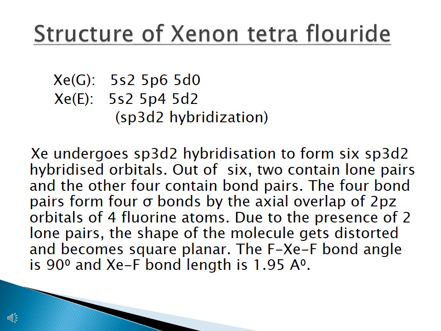These 4 bond pairs of electrons form 4 sigma bonds by the axial overlap of 2pz orbitals of 4 fluorine atoms. Due to the presence of 2 lone pairs, the shape of xenon tetrafluoride gets distorted and becomes square planar. The F-Xe-F bond angle is 90 degrees and Xe-F bond length is 1.95 angstrom.